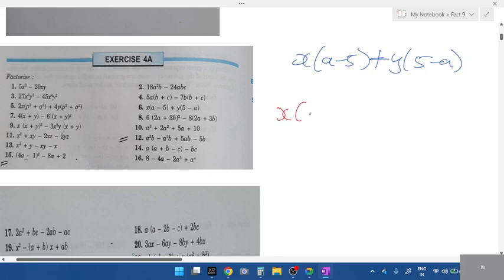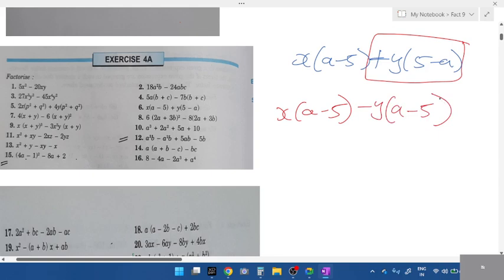See, keep the first term as it is. Second term, can you see there are three values here? Plus y, 5 minus a. I'll teach you all, you can do it directly. Change all the sign. Plus y becomes minus y. Then you can rearrange this. You can write a minus 5 here. Look at the way. Now is it same? Take a minus 5 common. What is the remainder?